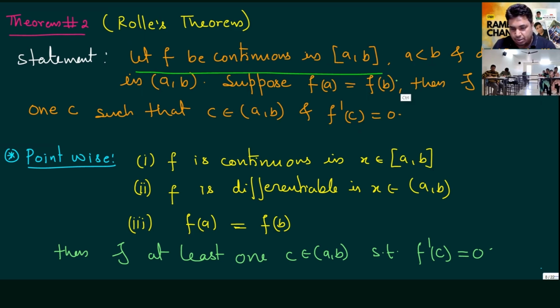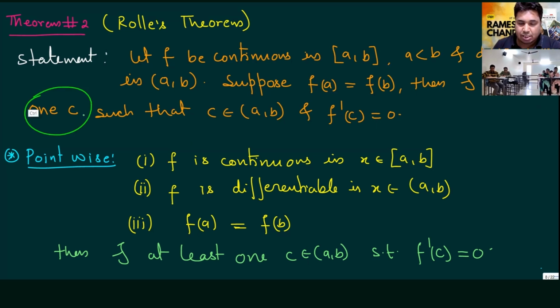So let f be a continuous function in the closed interval a to b and differentiable in the open interval a to b. It's not closed, it's open. You need to understand that continuity is seen in the closed interval and differentiability is seen in the open interval a to b. And suppose f of a equals f of b. If these three conditions are met, then there exists at least one c in the open interval a to b such that f dash c equals 0.